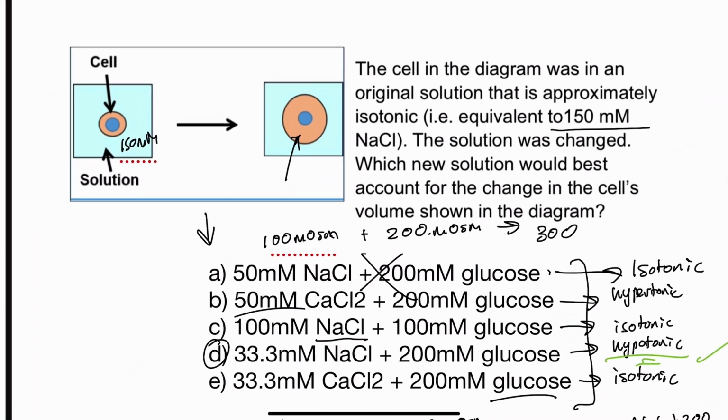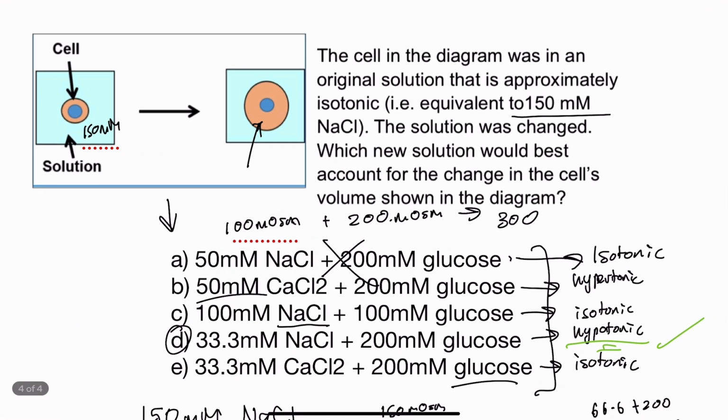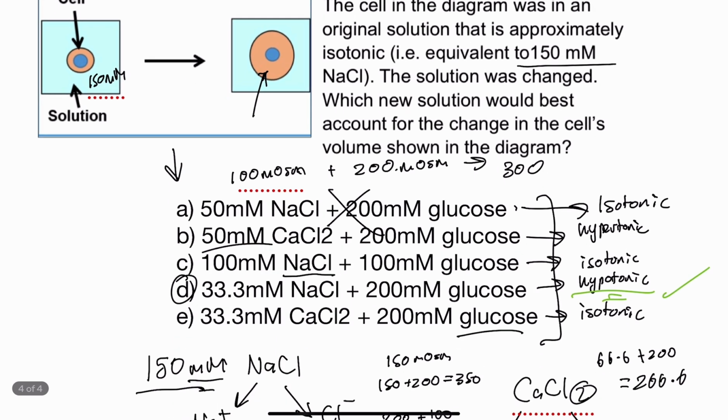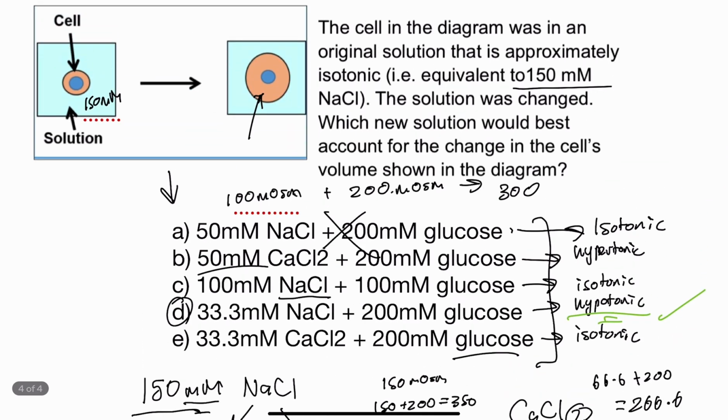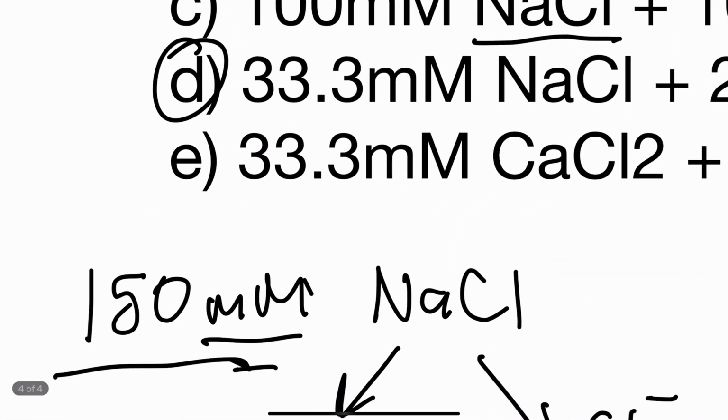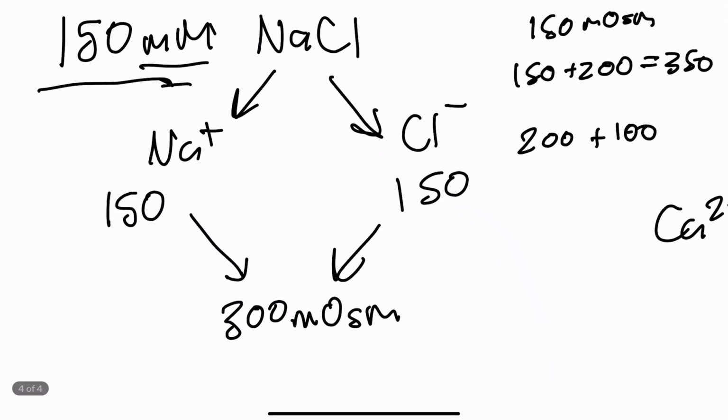So if you got the solution by yourself, great job, because this is something many students don't actually think about. But remember, you have to think about the big picture when it comes to ions in solution. It's not just 150 millimolar, we're talking about 300 milliosmoles.